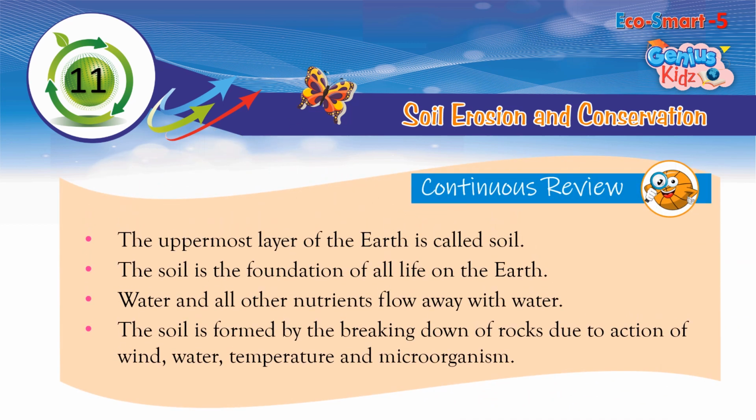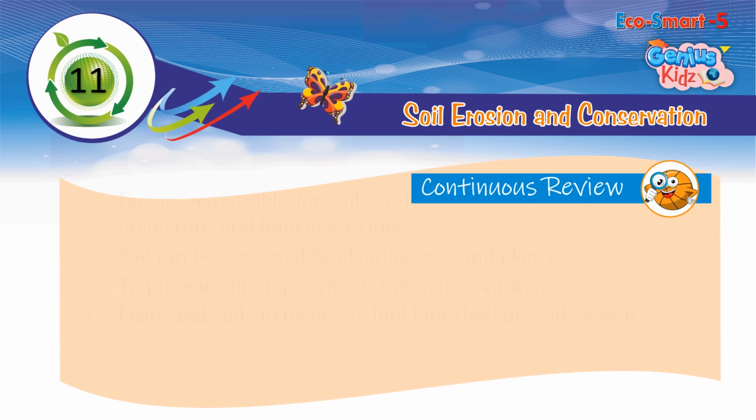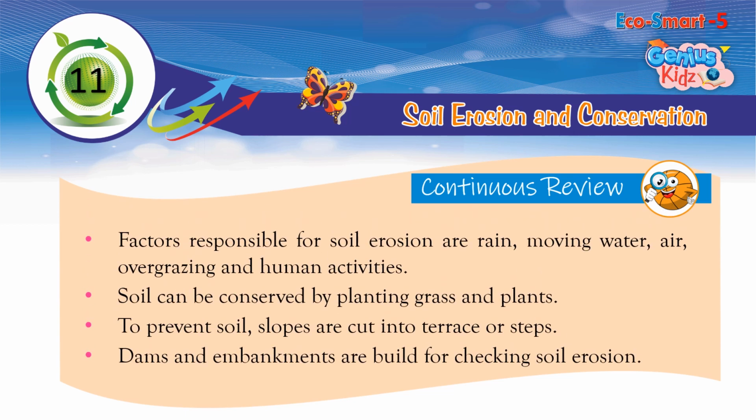Continuous review. The uppermost layer of the earth is called soil. The soil is the foundation of all life on the earth. Water and all other nutrients flow away with water. The soil is formed by the breaking down of rocks due to action of wind, water, temperature, and microorganisms. Factors responsible for soil erosion are rain, moving water, air, overgrazing, and human activities.